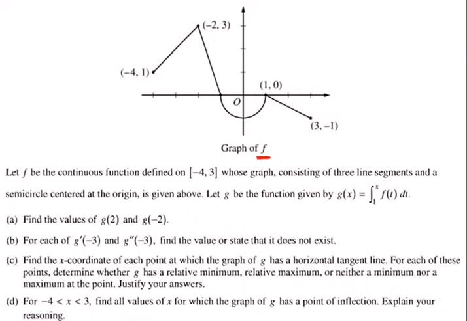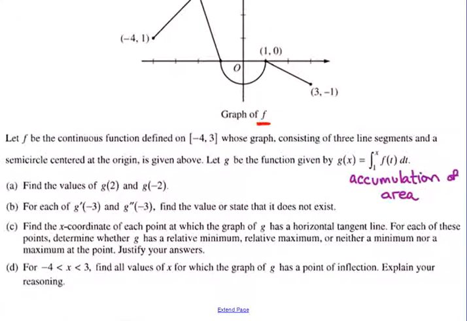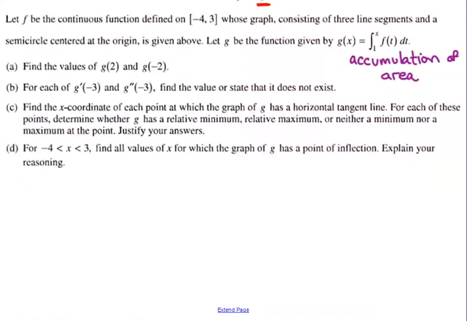Let g, they're introducing another function, be the function given by g of x is equal to the integral from 1 to x of f of t. So let's think about this. G is an integral, so we should be thinking it's accumulation of area. That's what you should be thinking before you even start to tackle the parts of this problem. G is an accumulation of the area of f. So let's look at A. A says find the values of g of +2 and g of -2.